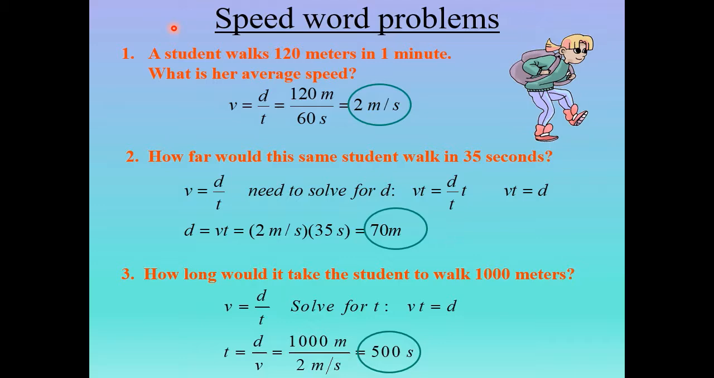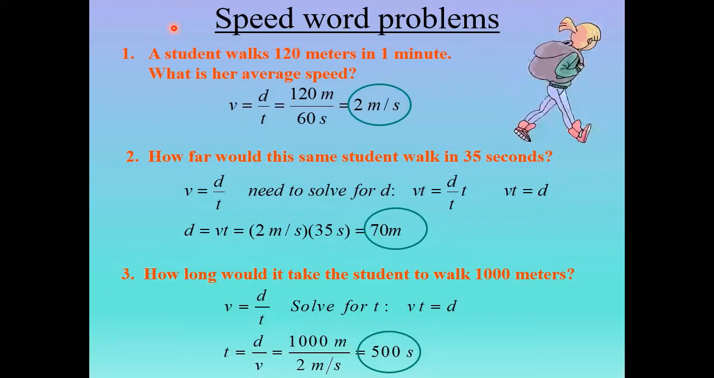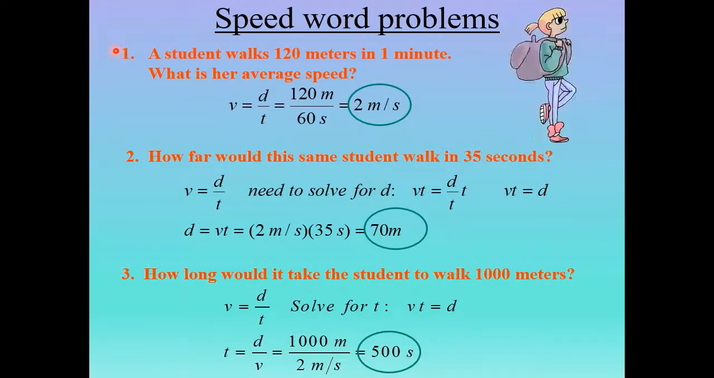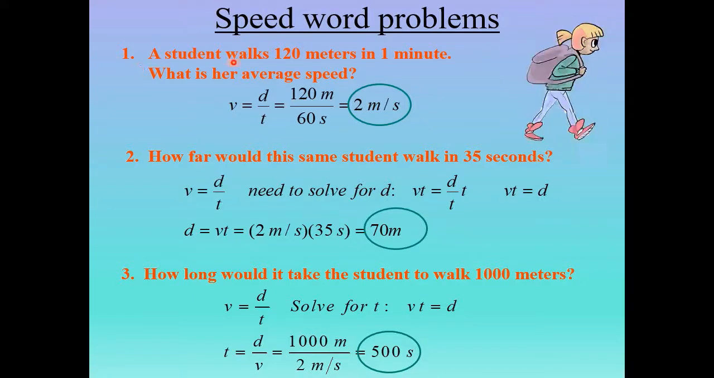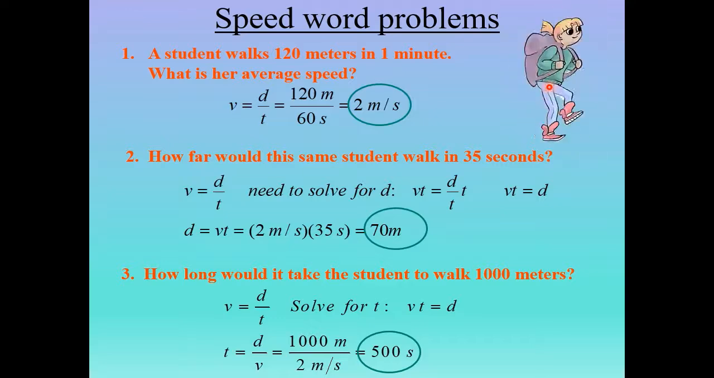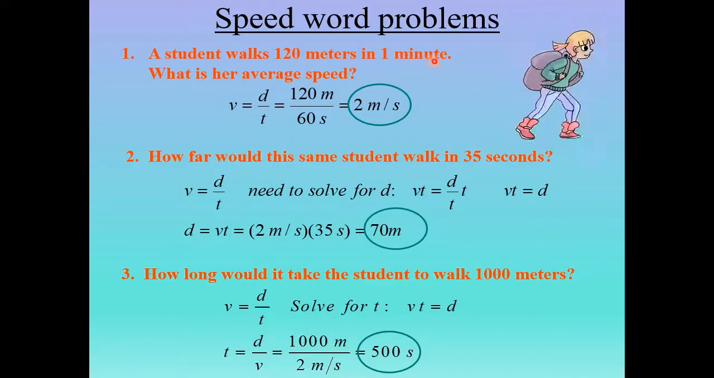So using our definition of velocity, we can now solve 3 different types of problems. These are what we call word problems that are associated with speed or velocity. So let's look at number 1 here. A student walks 120 meters in 1 minute. What is her average speed? All right, so here she is walking along, covering 120 meters in 1 minute.